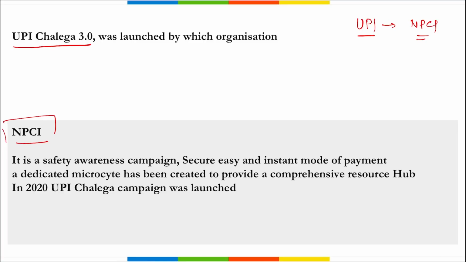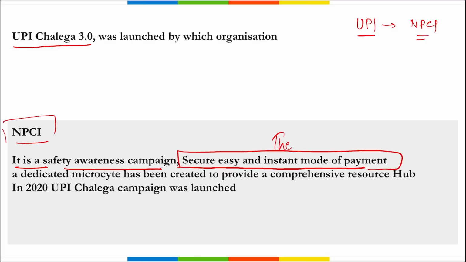And it is a safety awareness campaign developed in collaboration with various payment ecosystem players, and the campaign aims to promote secure, easy and instant mode of payment. This is the theme here. What is the theme on which UPI Chalega 3.0 was launched? It was a security awareness campaign, and the theme on which it was launched is secure, easy and instant mode of payment. Then this is a dedicated microsite, right?